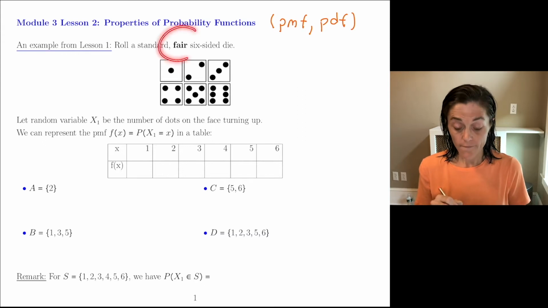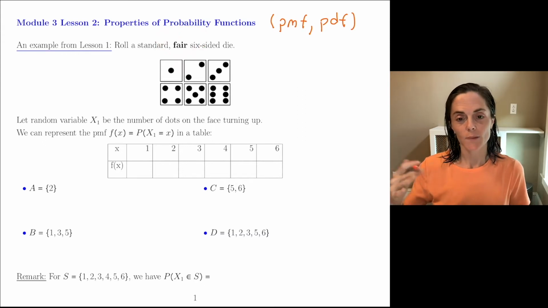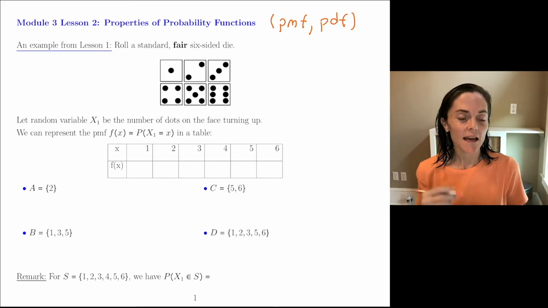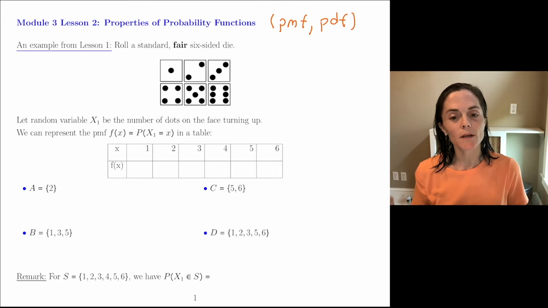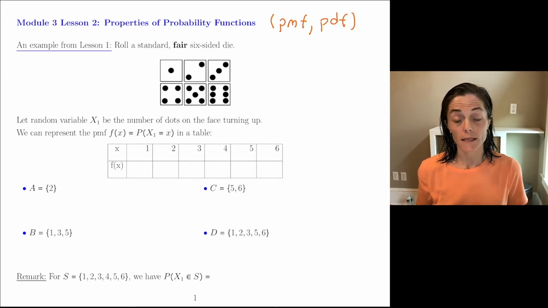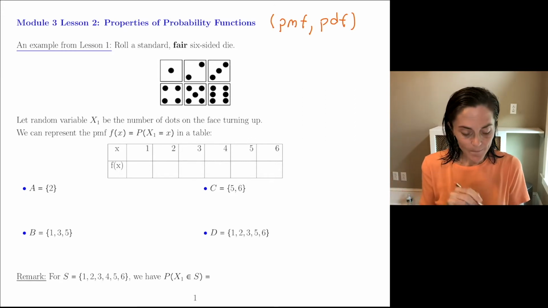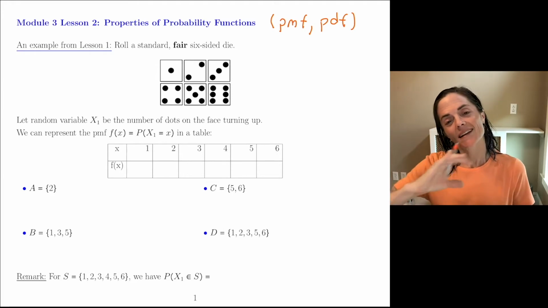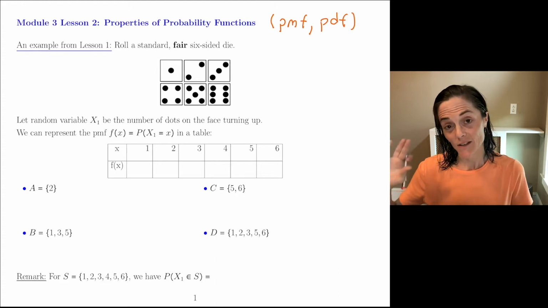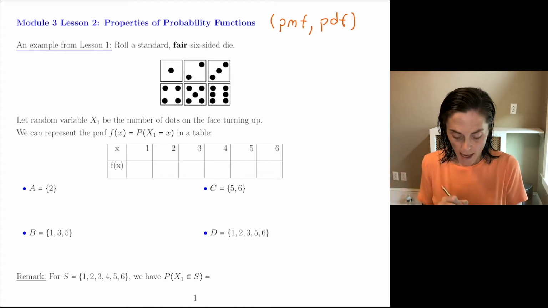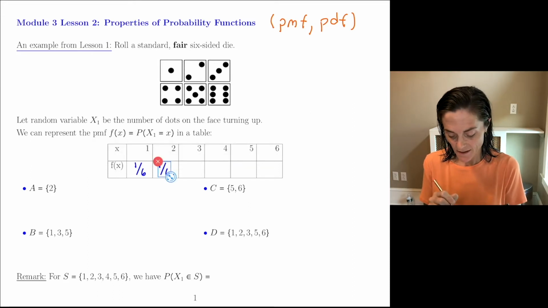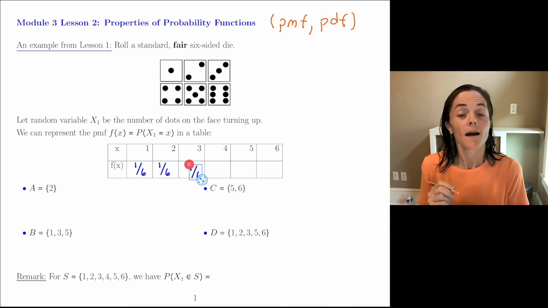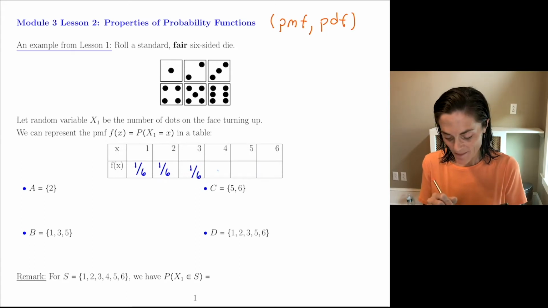We are rolling a fair six-sided die, which means every face has equal chance of landing up. And we have a random variable x1, which is the number of dots on the face turning up. Well, everything's equally likely. Now, one way we can display this probability mass function is with this table, where the function value is 1/6 for every possible outcome.